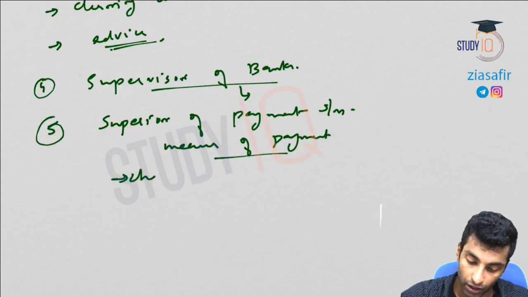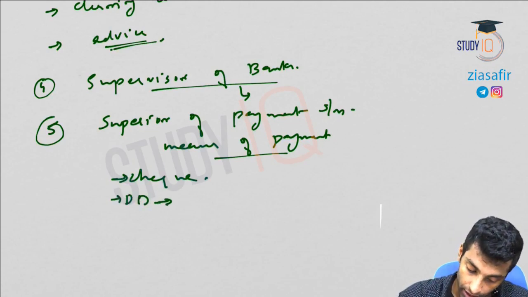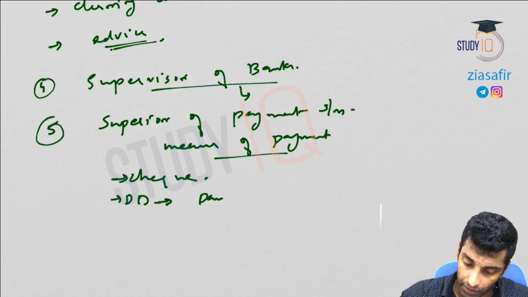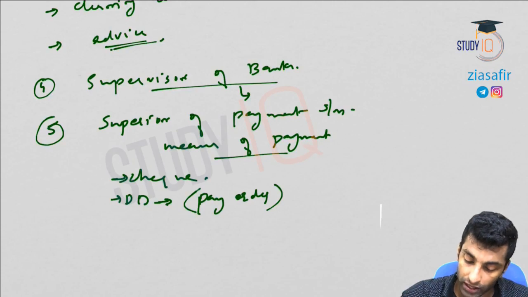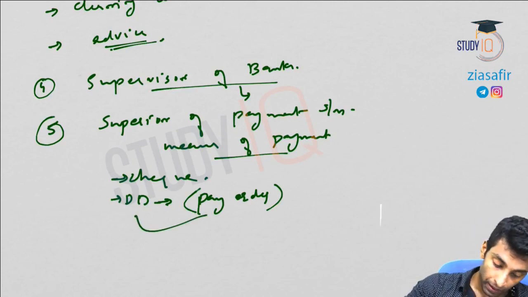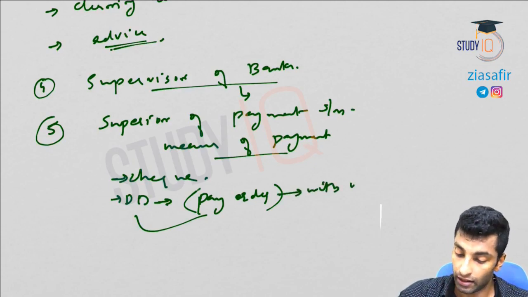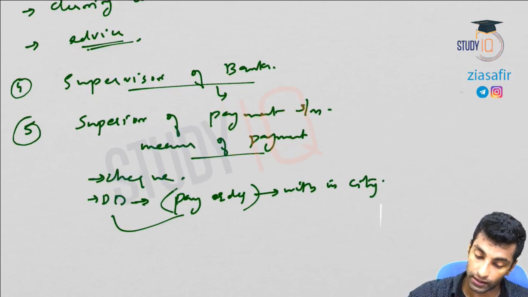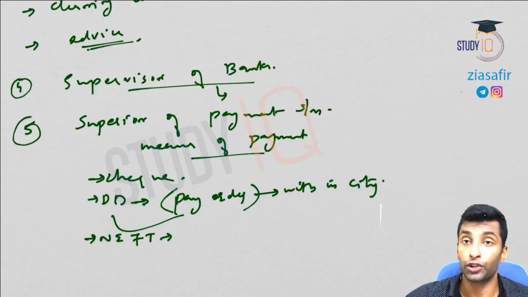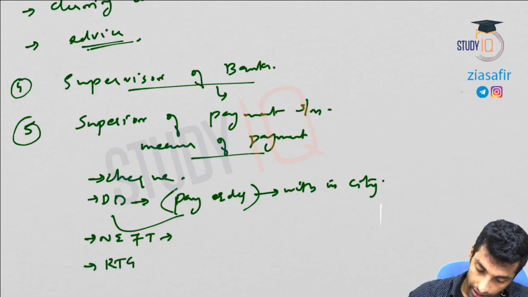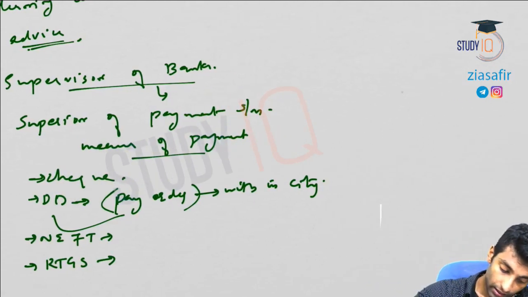So firstly, we will talk about check. You know that. Okay, then we have demand draft, DD. Okay, then there is something known as pay order. But what is pay order and what is the difference between demand draft and pay order? It is actually similar to demand draft only, but this is within the city. Pay order is within the city. Okay, and then NEFT, National Electronic Fund Transfer, and then RTGS, Real-Time Gross Settlement System.